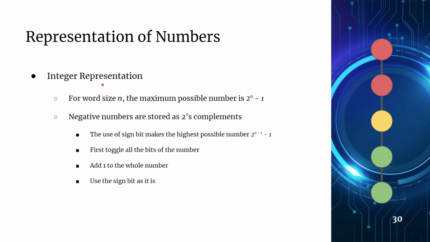Integer representation says that for word size n, the maximum possible number is 2 to the power n minus 1. As I showed earlier, if we use 2 bits, that is 2 squared, which is 4, minus 1, giving 3. The same goes for all cases. Another topic is that negative numbers are stored as 2's complements, that is, the negative of a number is converted to its 2's complement and stored. It can vary from architecture to architecture, but these are some common features to keep in mind while working with integer representation.